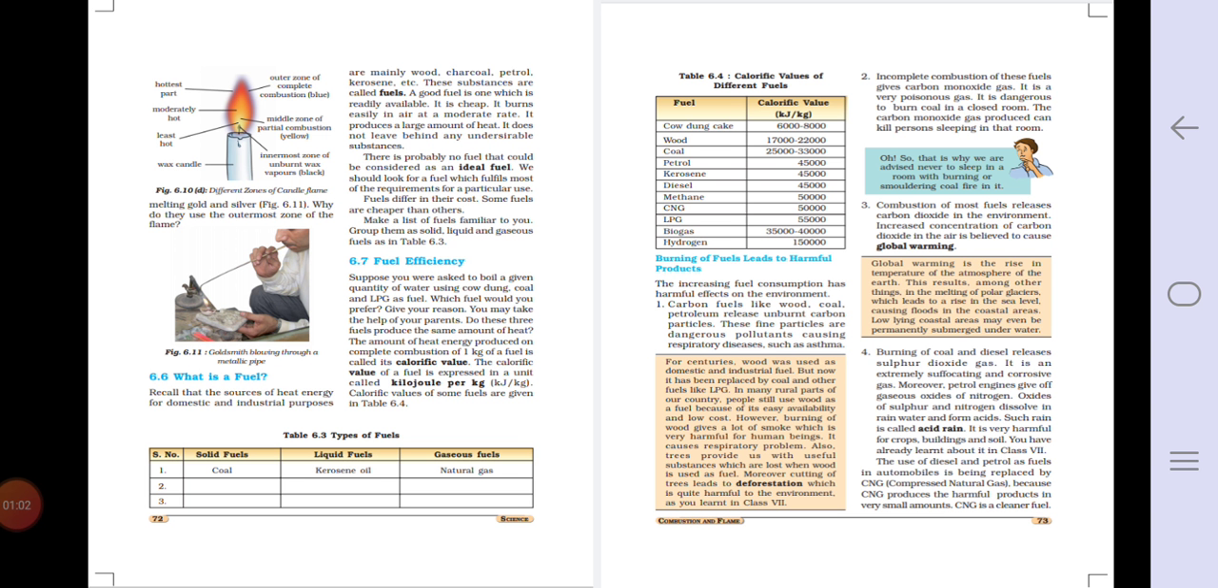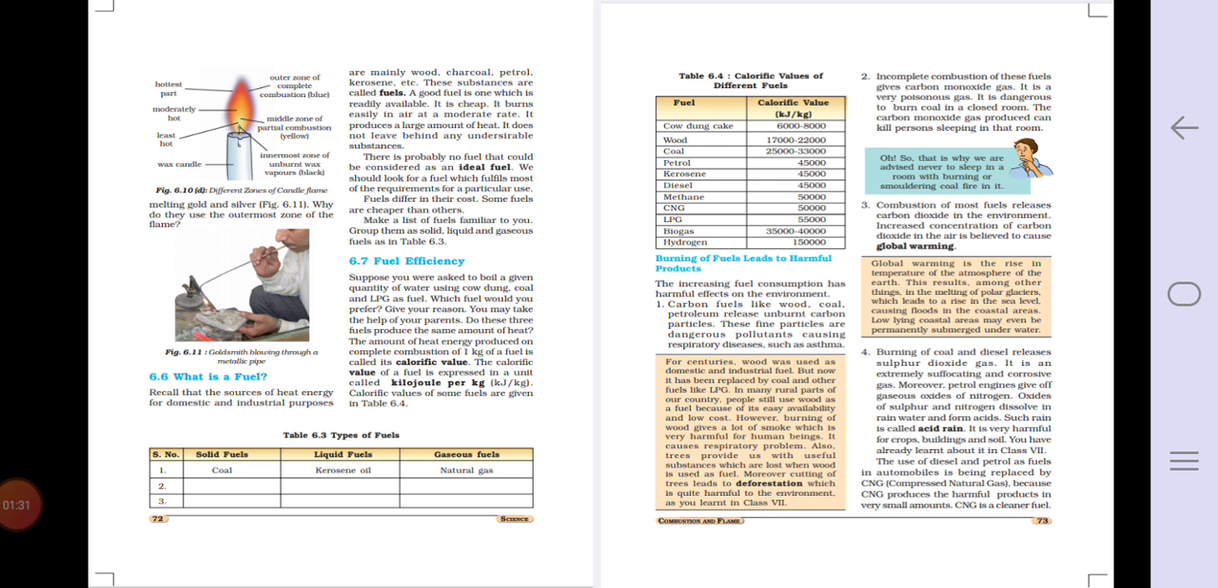A good fuel is one which is readily available. It is cheap, it burns easily in air at a moderate rate. It produces a large amount of heat. It does not leave behind any undesirable substances. So which one is the best? We understood it should produce more heat. More heat is important. You know what is combustion. Whenever a combustion occurs, heat is produced.